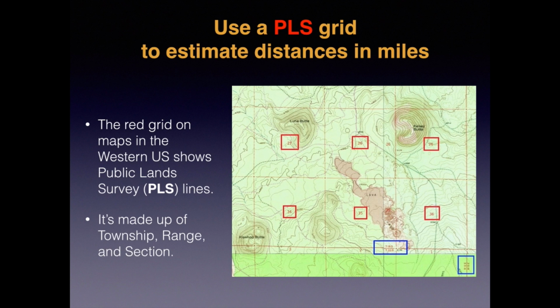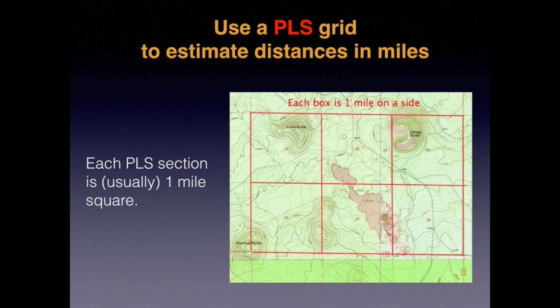Many maps covering the western United States have a red grid printed on them. This grid shows the Public Lands Survey System, also known as PLS, or Township and Range. This system was created in the late 1700s to survey the undeveloped land of the western United States. It's made up of 3 components: township, range, and section. The township and range designation is shown here in the blue boxes, and the sections are marked in the red boxes. Each red square shows a section.